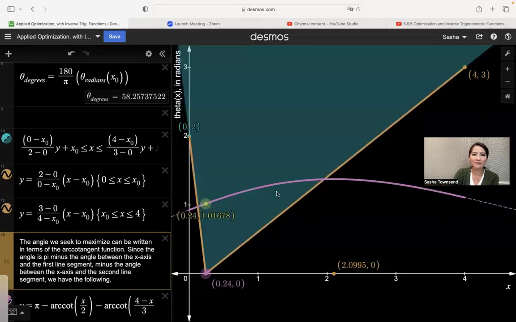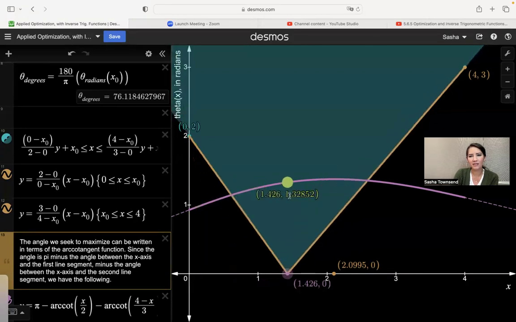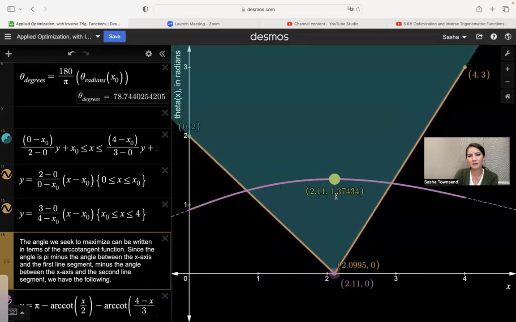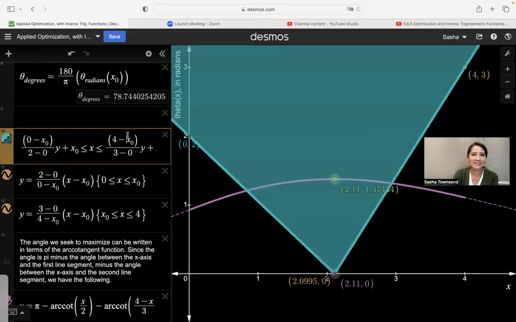Now, I've actually graphed that function here. This is the angle between the two orange line segments, and we want to find the maximum. We can just tell by looking at the graph that it's somewhere around here, and I think it's almost exactly that 2.0995 value. I'm sorry, I accidentally left that on the screen. Let me hide that from you, and then we'll actually derive that together.